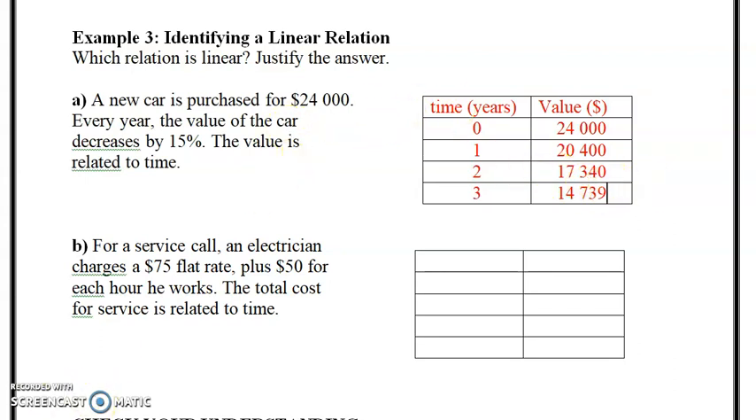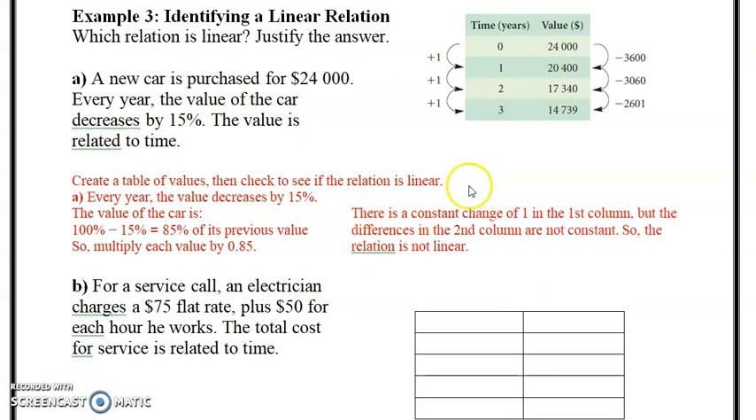What I just discussed, I just wrote in there if you want to have something concrete to write down. So create a table of values, then check to see if the relation is linear. As we discussed before, time adds up by 1, so time obviously has a common difference, however the value does not. Both need to have a constant change. They obviously don't, so this is a non-linear or not linear relation.